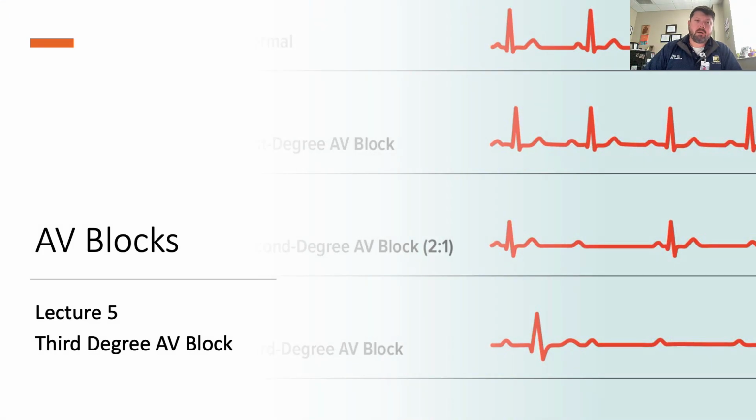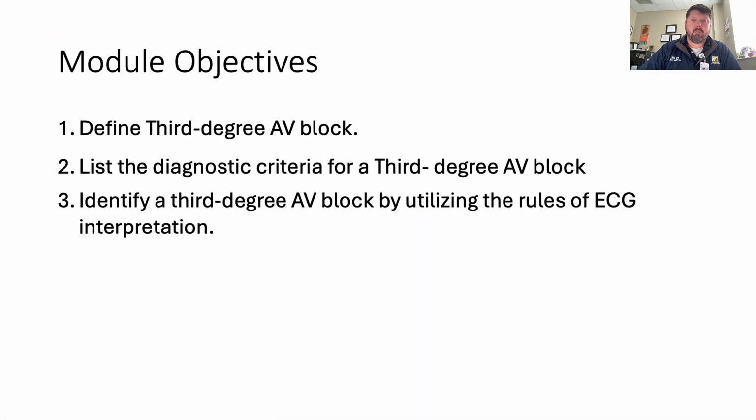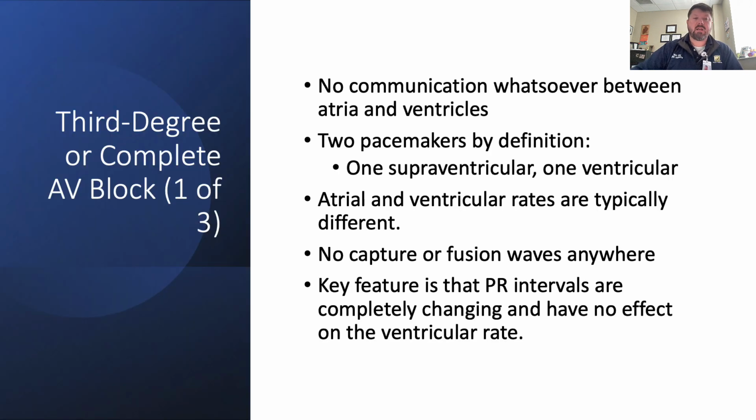Third degree heart block, also known as complete heart block. We're going to define third degree heart block. We're going to list the diagnostic criteria for third degree heart block. And we're going to identify third degree AV block by utilizing the rules of ECG interpretation.